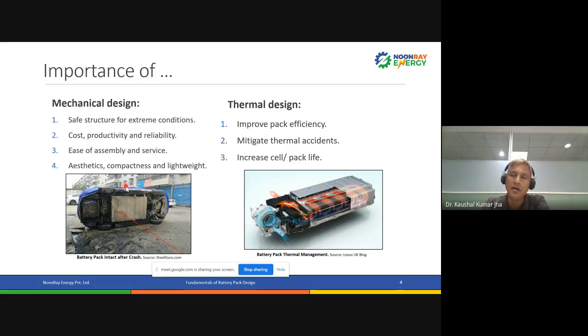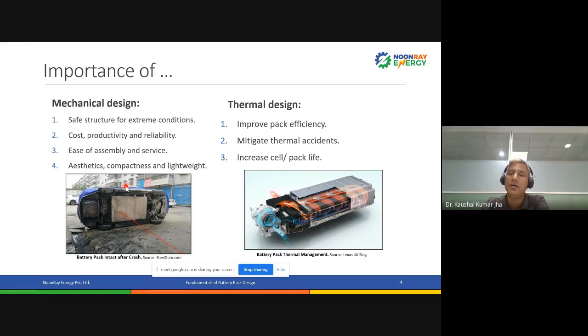If the temperature is not controlled, temperature will keep on rising. When that happens, after a certain temperature, the chemical reactions inside the battery become uncontrollable, and it will come as a fire. Such incidents we call thermal accidents or thermal runaway. So a proper thermal management system, a proper thermal design, is required to mitigate this type of thermal accident.